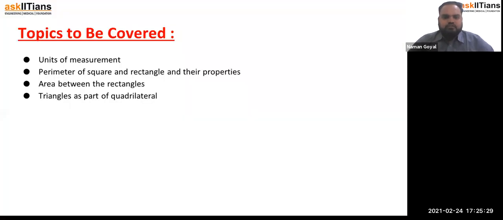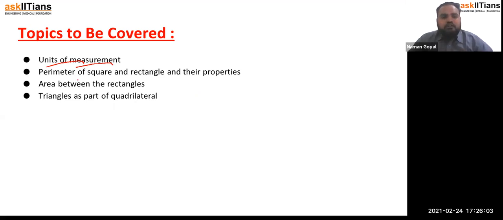In this first lecture, we are going to cover the topic of units of measurement. These are the units we are going to use in this chapter for measuring length and breadth. Perimeter and area all depend on the sides of the figure.